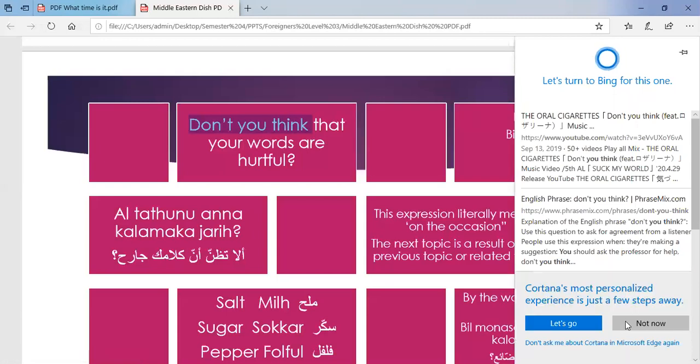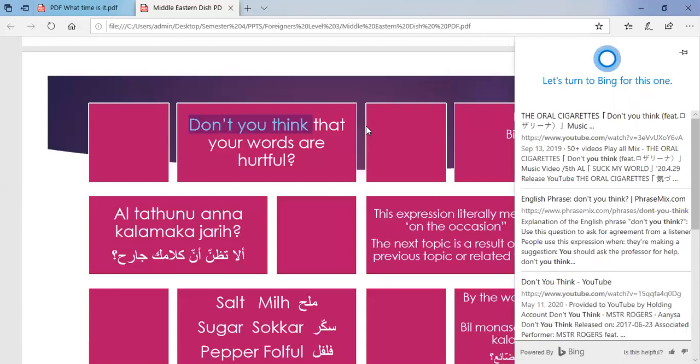Don't you think is ألا تظن. ألا تظن أن words. Word is kalam, like her name. Kalima is one word. Many words is kalam. Your is kalamuka. Hurtful is jarih. Clear? So ألا تظن أن كلامك جارح.